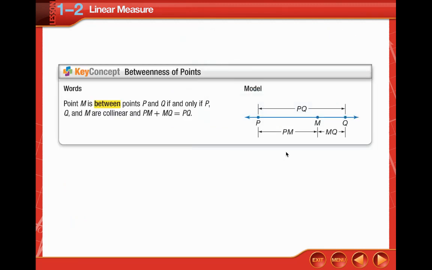All right. So now we're getting into a little bit of adding here. Point M is between points P and Q if and only if P, Q, and M are collinear. Just a quick reminder, collinear means that points are on the same line, together.